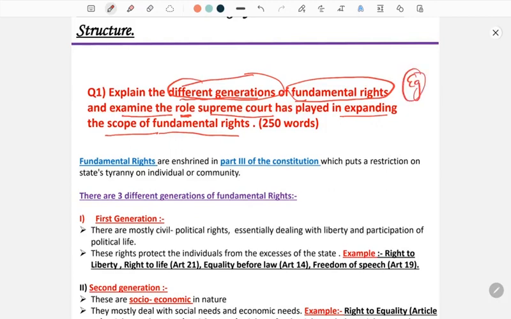And the second part is, we need to explain how the Supreme Court has played a role in expanding the scope of fundamental rights. So we have to give some examples from different fundamental rights where Supreme Court has given some judicial interpretation or it has expanded the scope of fundamental rights. So first we can give an intro, that is fundamental rights is enshrined in part 3 of our constitution, which puts a restriction on the state's tyranny on individual or community.